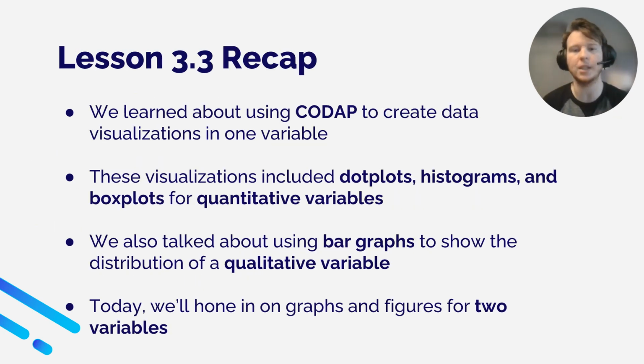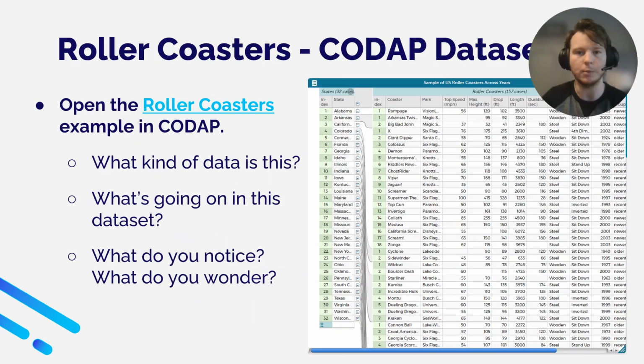We're going to recap lesson 3.3, which was all about using CodeApp to create data visualizations in one variable, including such visualizations as dot plots, histograms, and box plots for quantitative variables, and bar graphs for qualitative variables. Today, we're going to build on that understanding by creating graphs and figures in two variables, usually to display relationships.